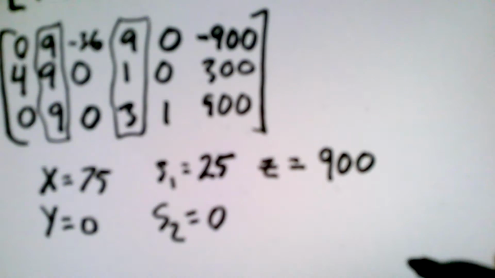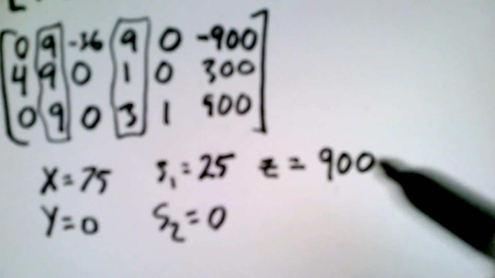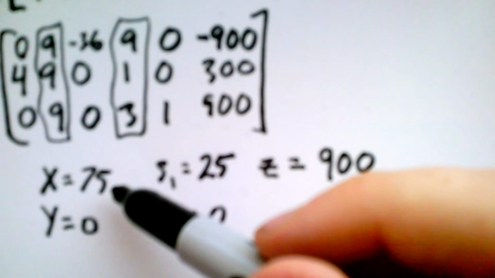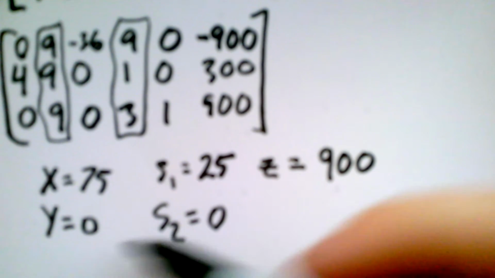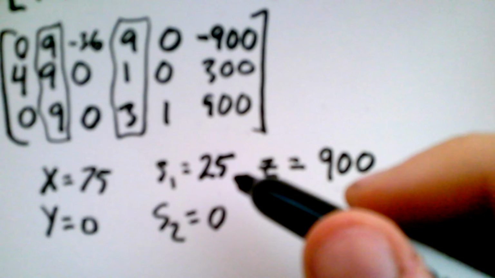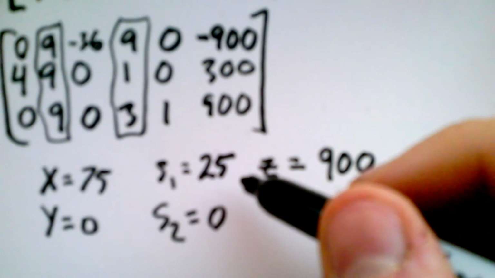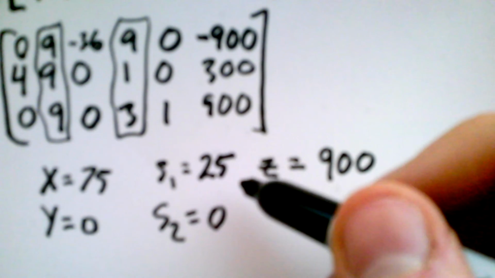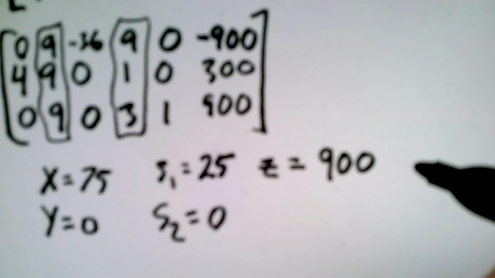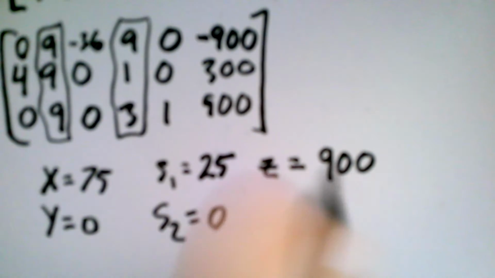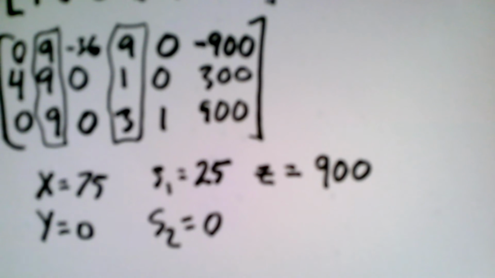So what this tells us is that he could make $900 of profit if he makes 75 sailboats, no tugboats, and spends 25 hours of time doing nothing. That is how we do this problem. And we move on to the next one.